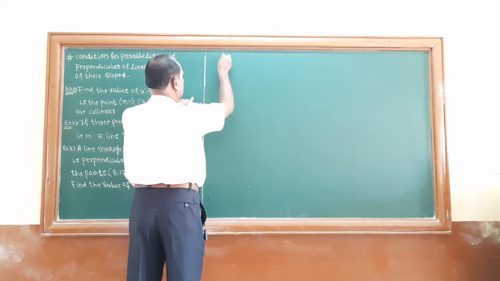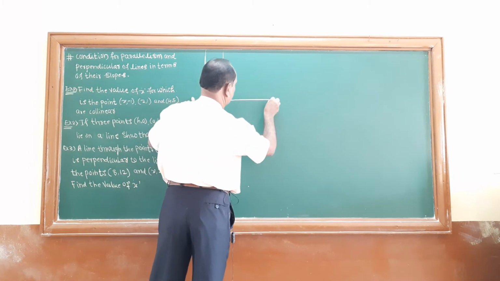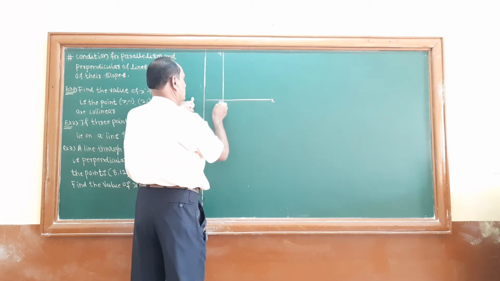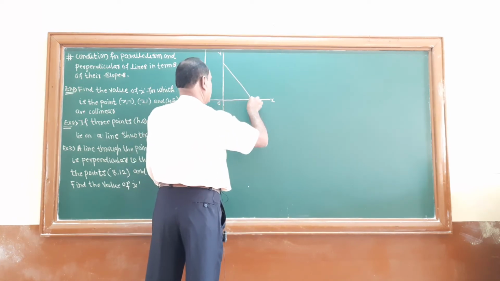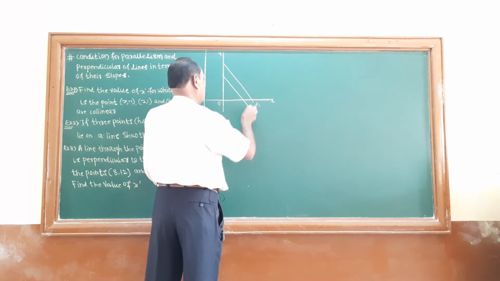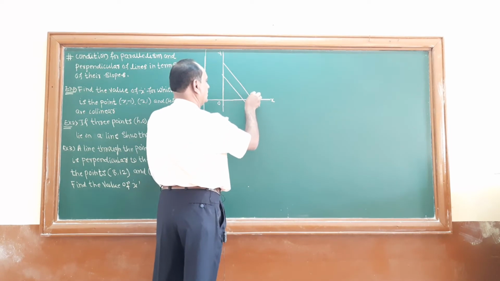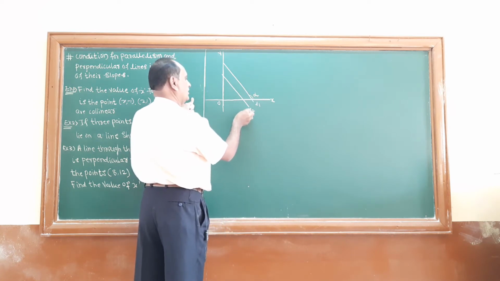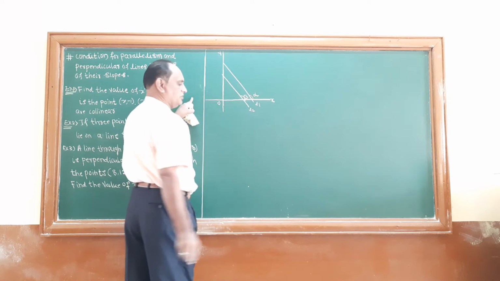Usually you have to draw the x-axis and the y-axis. Two lines are given. The first line is L1, the straight line, and similarly the second line is L2. The straight line L1 makes an angle alpha to the positive direction of the x-axis. The second line L2 makes an angle beta to the positive direction of the x-axis.